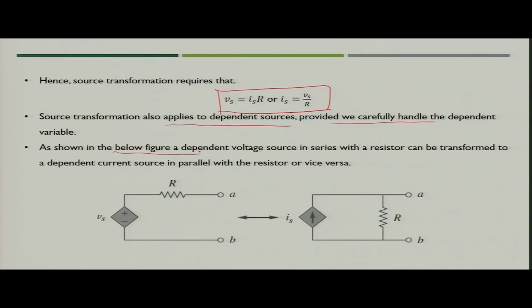Now, let us see the circuit below. As we saw in the previous case, in this case also you can establish the relationship that if a voltage source is in series with resistance R, it can be represented equivalently as a current source in parallel with resistance R. In this case, the voltage source would be a dependent voltage source, similarly the current source will also be a dependent current source, and the relationship between these two should be established in such a way that the dependency of these sources is intact.